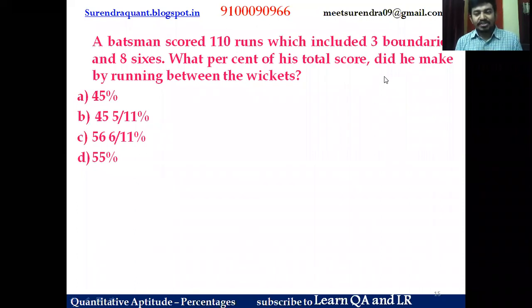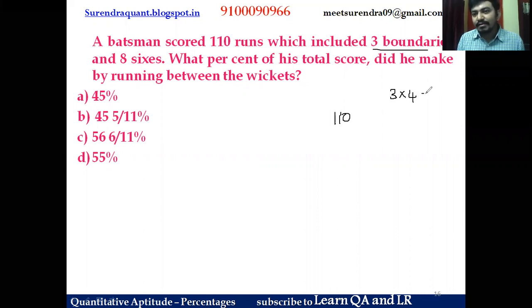Let's see one last question of this video. A batsman scored 110 runs, which included 3 boundaries and 8 sixes. What percent of his total score did he make by running between the wickets? He totally scored 110 runs, guys. Out of 110 runs, he made 3 boundaries. One boundary value is 4, so 3 fours, 12 runs he made by fours.